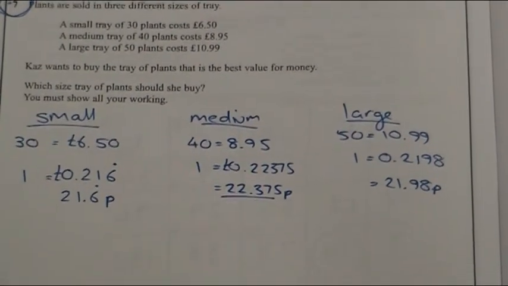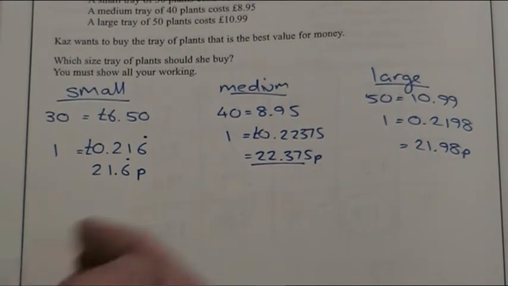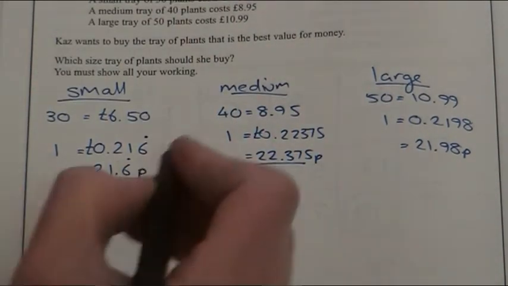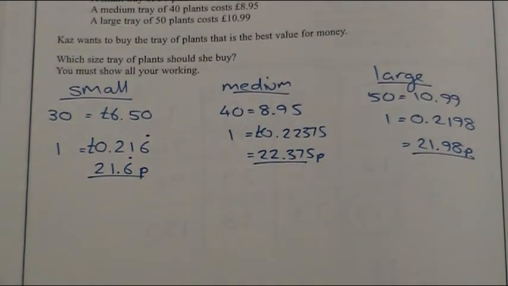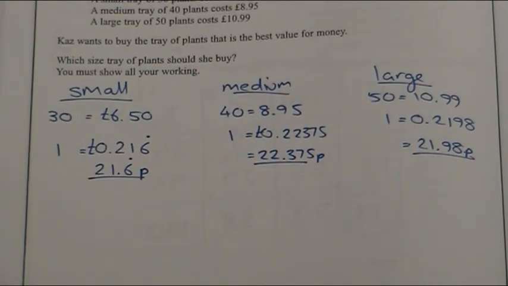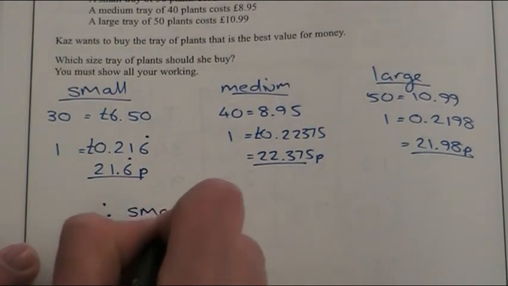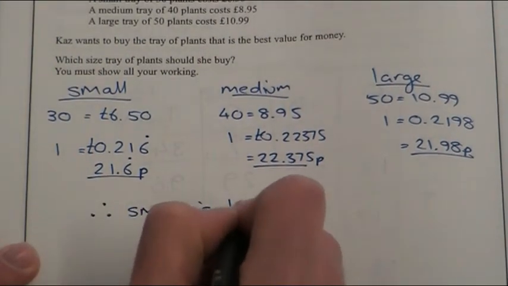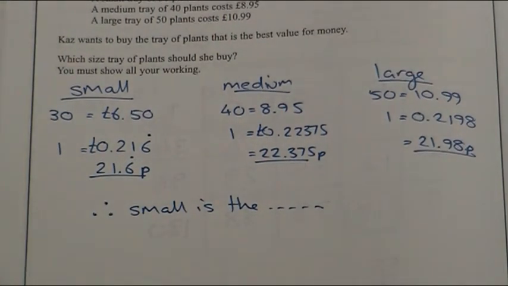Right, so let's just make sure we can see them all. We're only interested in best value for money. So we have these 3 numbers. Which is the lowest number? You can see it is the small. So the small is the best value for money. So I'm going to write, therefore, the small is the best value for money.